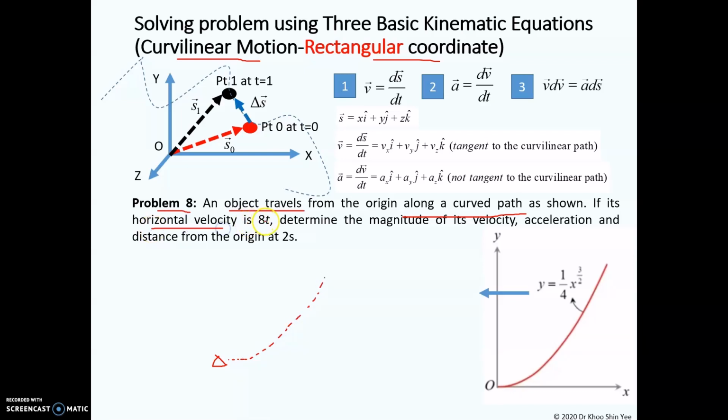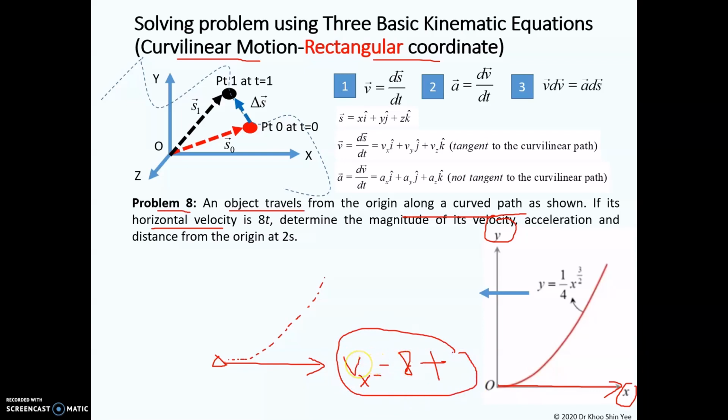Given the horizontal velocity is equal to 8t, and if we assume the horizontal direction is the x direction and the vertical direction is the y direction, then we can let v be vx. From this formula, you can foresee that the velocity is increasing over time. And you want to find the magnitude of the velocity, acceleration, as well as the distance from the origin at 2 seconds. So here, the origin is t equal to 0.